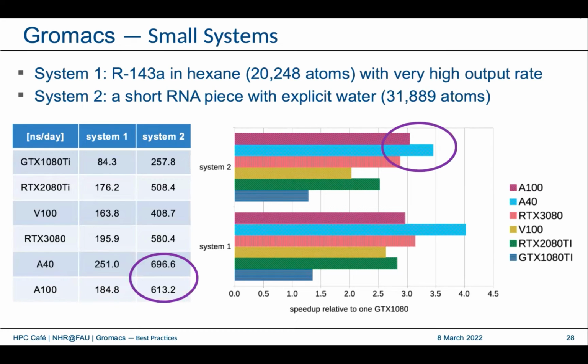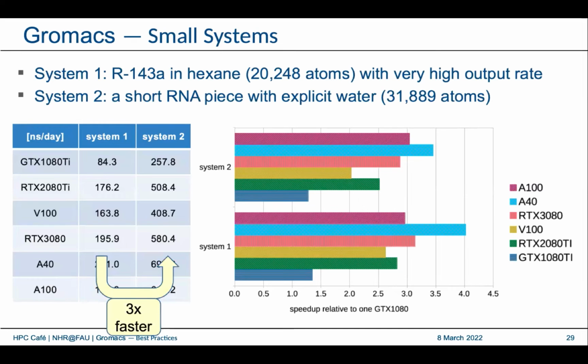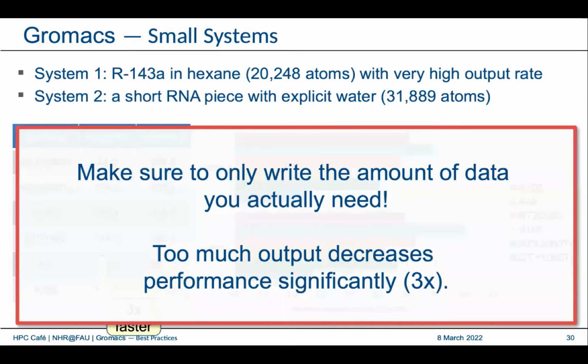These two benchmarks show you that you should choose the optimal hardware setup for your system, and it depends on size and type and output. So these systems are nearly the same in size, but the output rate decreases the performance in system 1. And here is the take-home message. Make sure to only write the amount of data you actually need. Don't write more just because you think more data is better. If you don't need the data, just don't write it. Too much output decreases your performance.